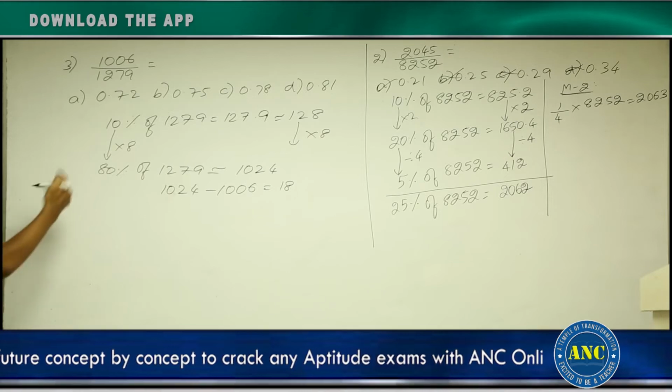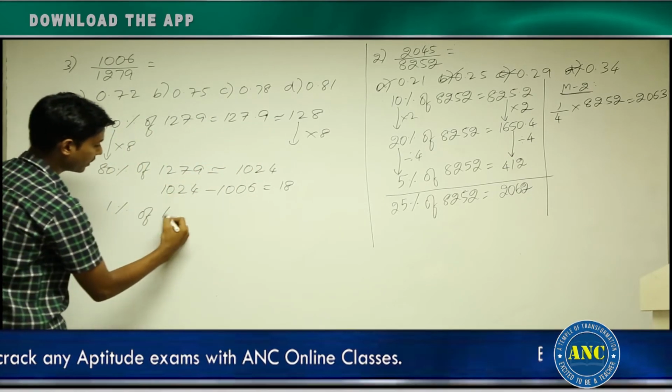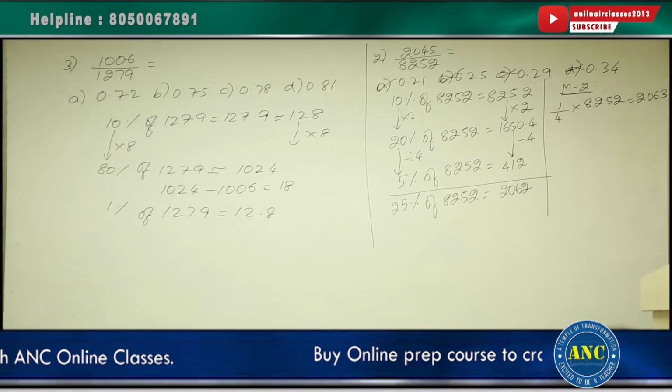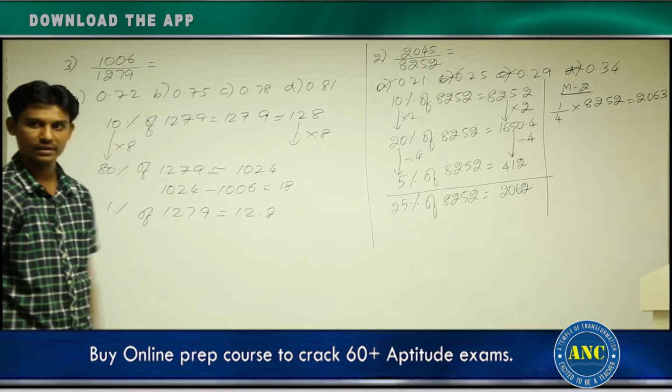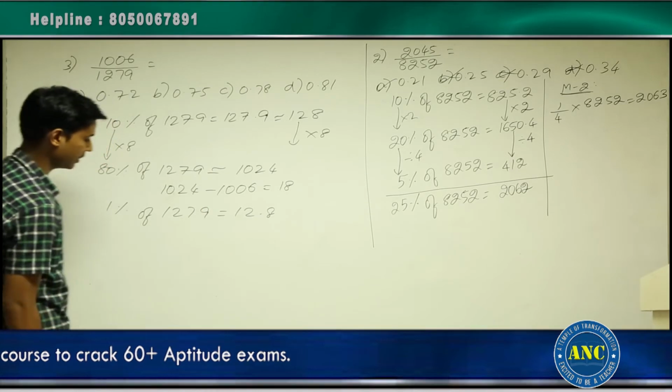Please see here. 10% is 128. What is 1% of 1279? Approximately 12.8. I came back 12.8, but I need to get 18. That means still 5 or 6 more approximately is required.